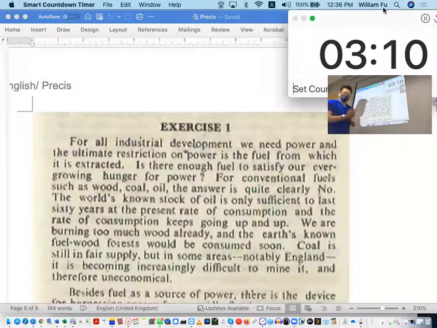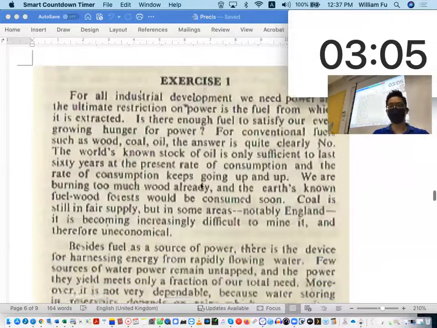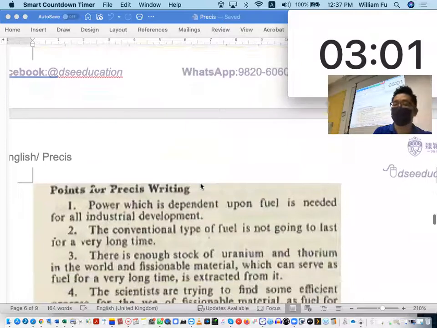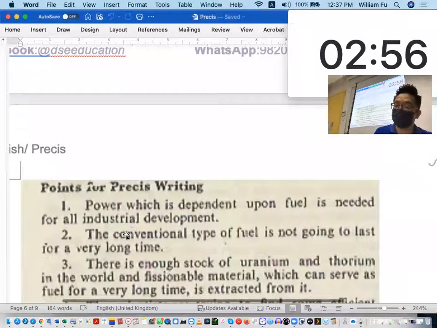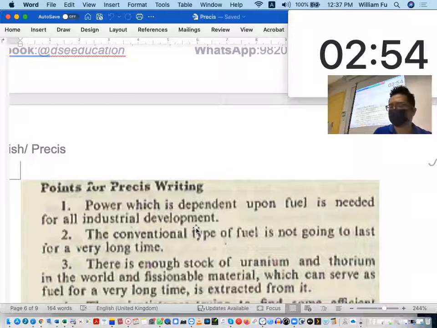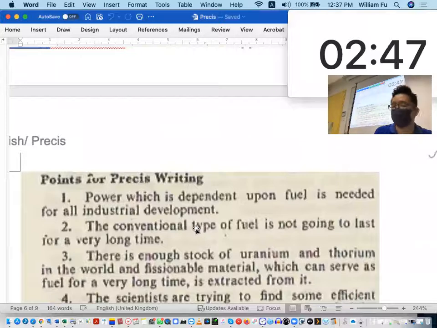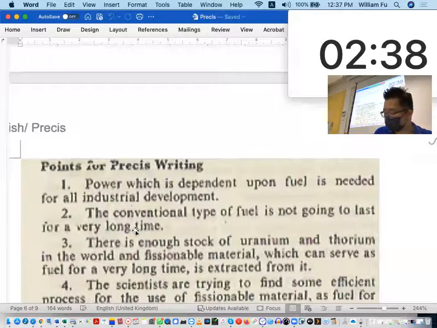Now you take a look at the answer. Are you ready? Number one, power, which is dependent upon fuel, is needed for all industrial development. Personally, I wouldn't think this would be very necessary. Okay, it really depends on your point of view. The conventional type of fuel is not going to last for a very long time. That's why I don't think you need to put down 60 years.